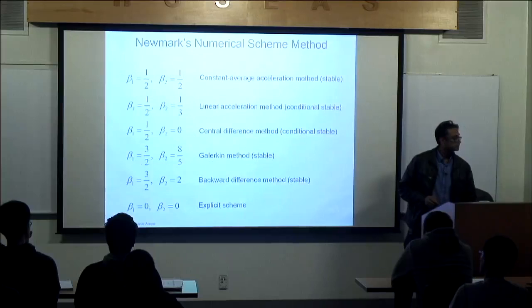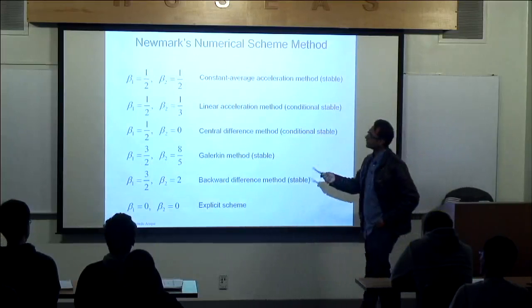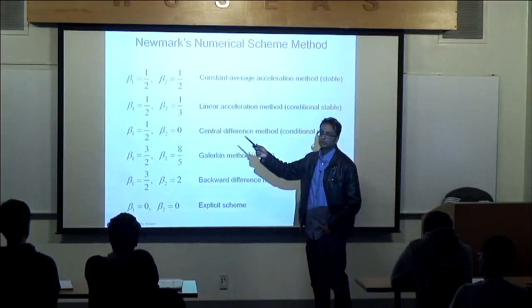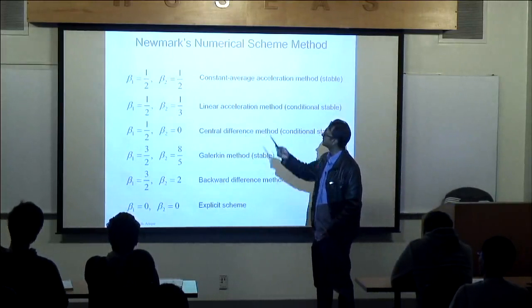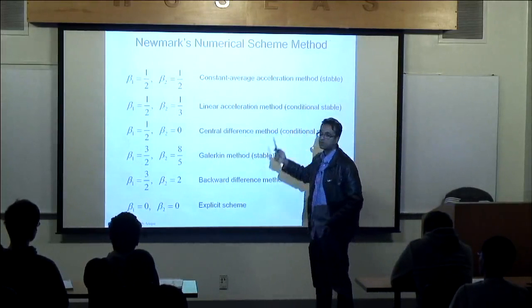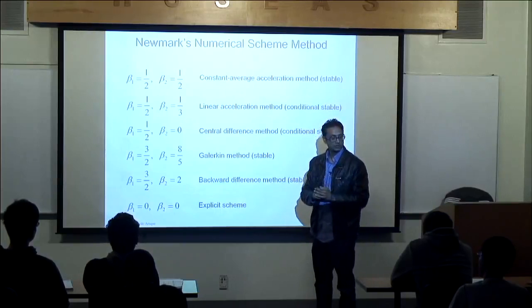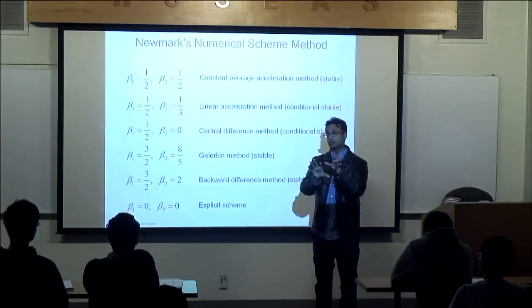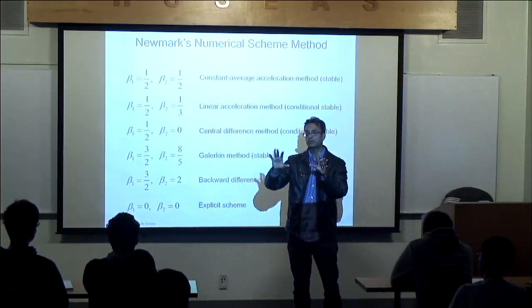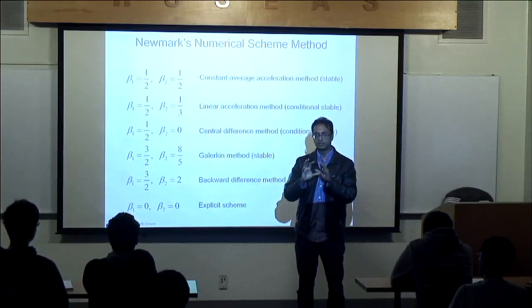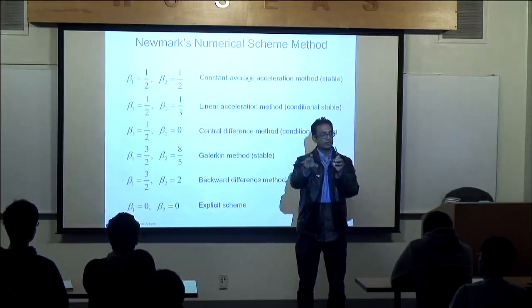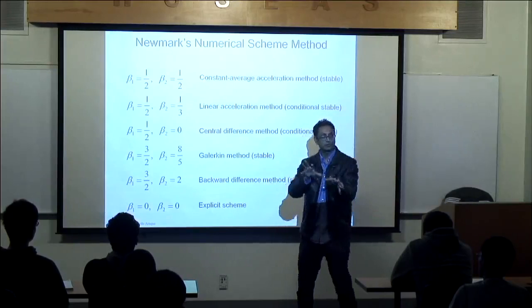And these are the parameters you can use for beta. So for beta 1 equals a half, beta 2 equals half, that's called the constant average acceleration method. This method is stable. Okay? It's stable. So what I gave you is actually Newmark's beta method, the most general method that Newmark has. And then for different values of beta, you can specialize it for different methods.